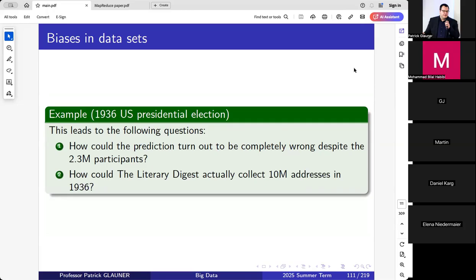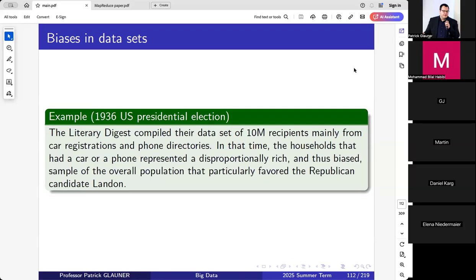How were they able to collect 10 million addresses in that time? Because this was long before computerization. There was lots of manual work, and they made sure they counted the result correctly. This was all triple checked, so that was not the issue. What happened was you need to get 10 million addresses. And what they did was they looked into car registrations and phone directories.